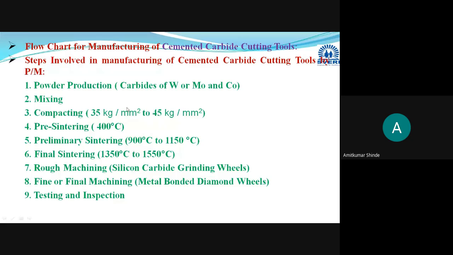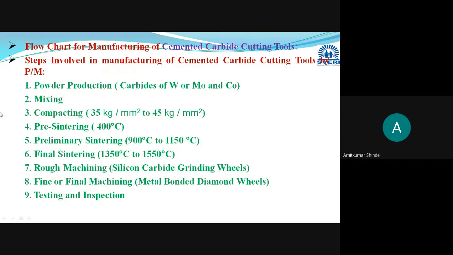If the pressure is very much less than this value, then you will get a fragile component, meaning the powder will be loosely attached. The powder will get removed after you eject that component. Or if you go for more pressure, then it may damage the tools or the dies used.